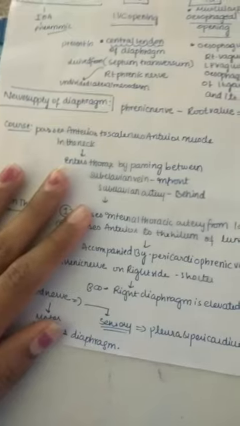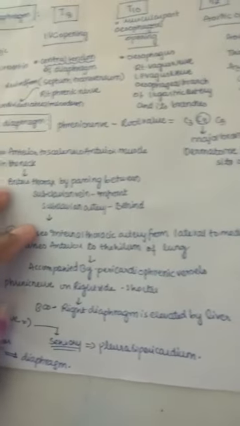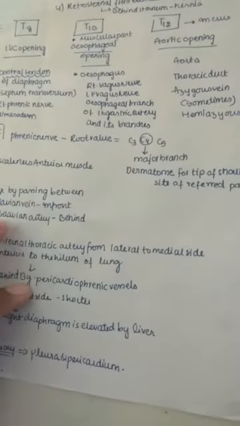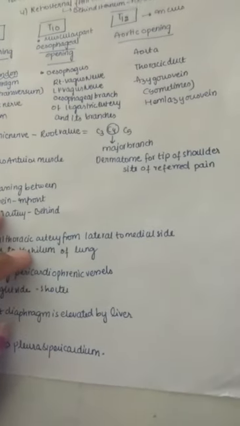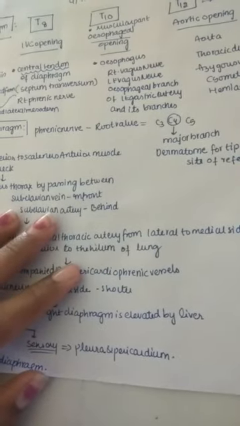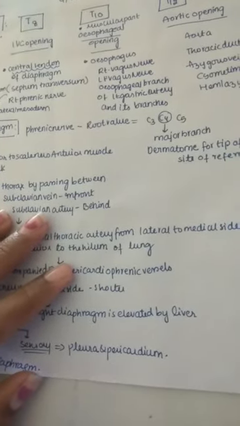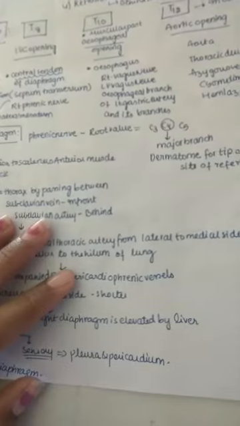And next the nerve supply of the diaphragm. The diaphragm is supplied by the phrenic nerve. The root value of the phrenic nerve is C3, C4, C5, and C4 is the major contributor. The dermatome for the tip of the shoulder is the site of referred pain. So whenever we have phrenic nerve irritation, the pain is referred to the lateral upper part of the arm as referred pain.